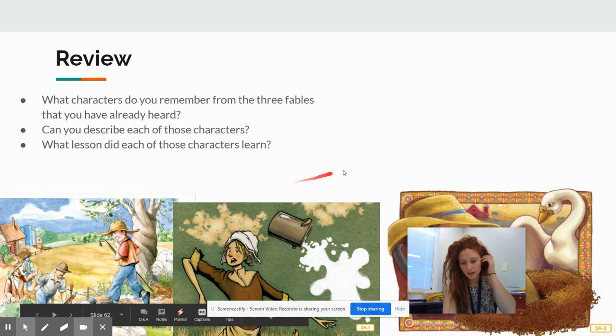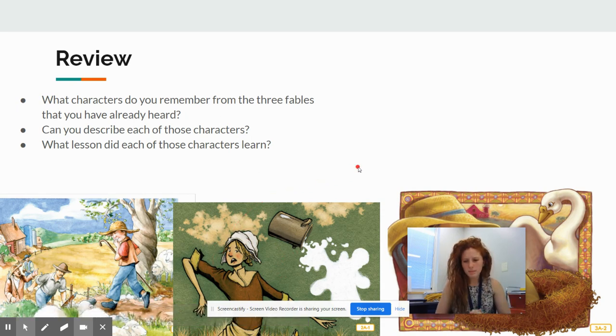Her name was Peggy. And then what about the character that was greedy? Remember, greedy means to want more than you actually need. That was the farmer, right? The farmer.